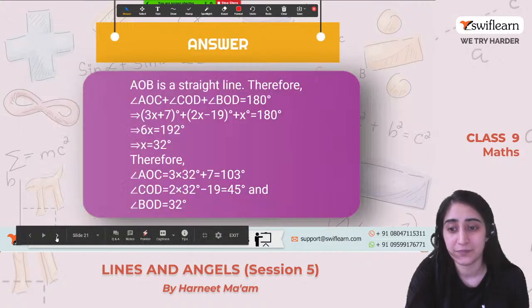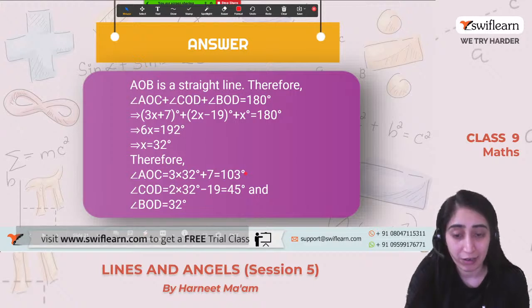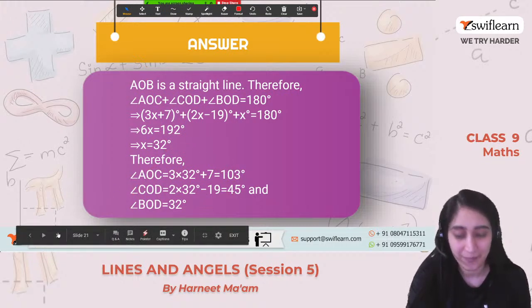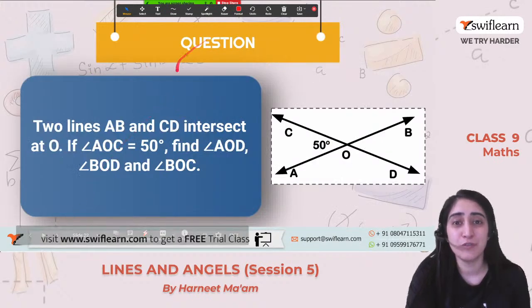Let's see. Yes. So 3 into 32 plus 7 comes out to be 103 degrees. 2 into 32 minus 19 comes out to be 45 degrees. So we are able to find out all the three angles. Okay. Good. So let's move to the next question.